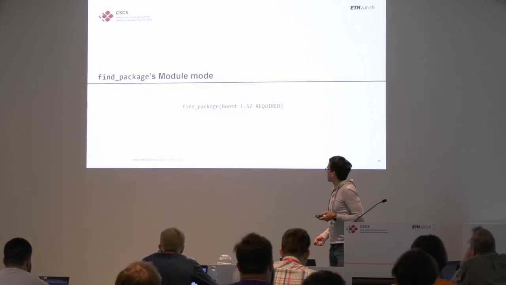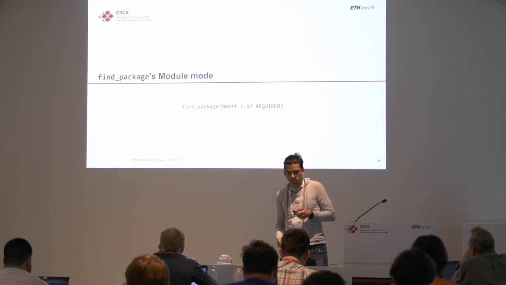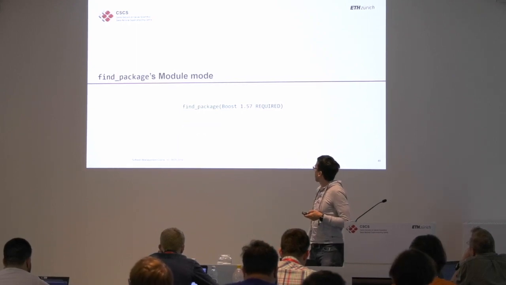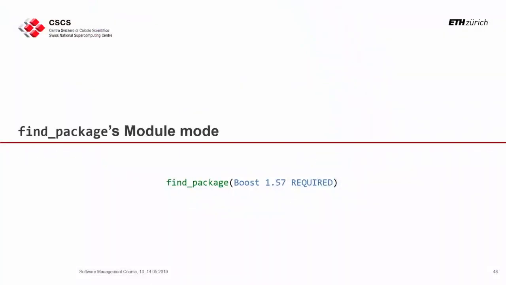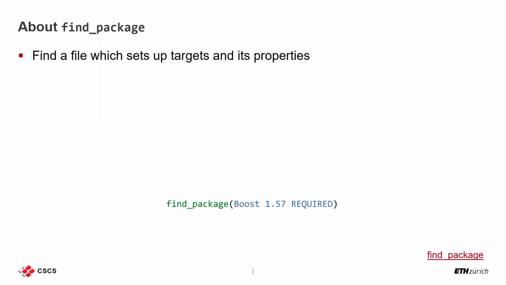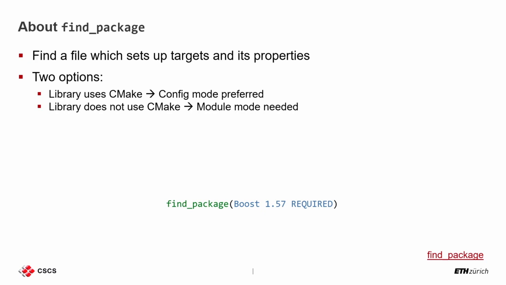So, okay, let's continue with the find package modules mode. What happens when we write find_package(Boost 1.57 REQUIRED)? We are requiring Boost with version 1.57. We are trying to find a file which sets up the target and its properties.